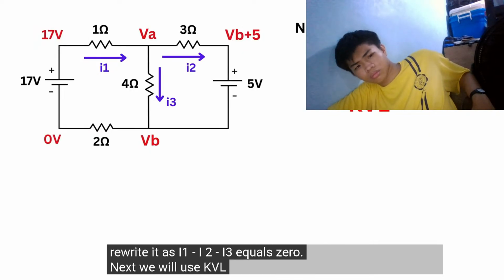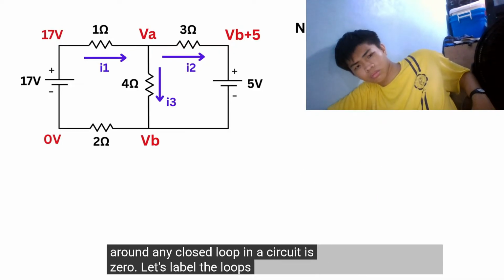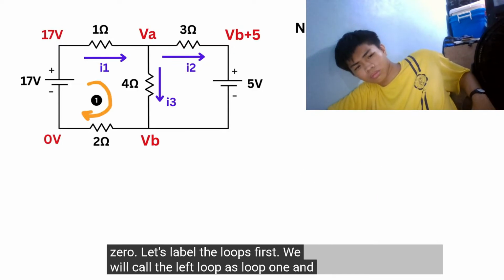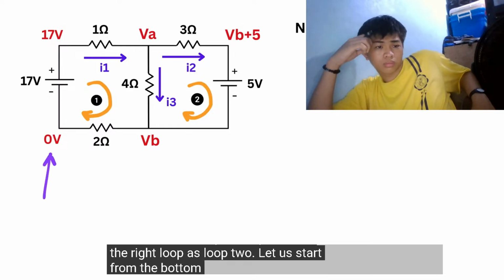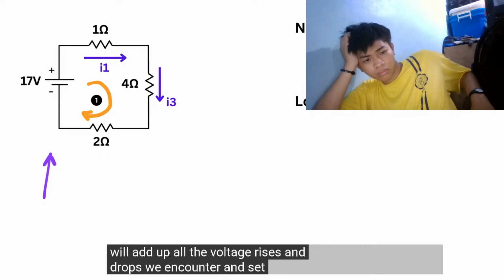Next, we will use KVL, or the loop rule, which says that the sum of all voltages around any closed loop in a circuit is 0. Let's label the loops first. We will call the left loop as loop 1 and the right loop as loop 2. Let us start from the bottom left corner of loop 1 and moving in a clockwise direction, we will add up all the voltage rises and drops we encounter and set their total equal to 0.